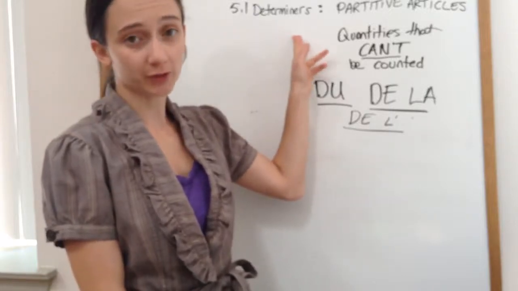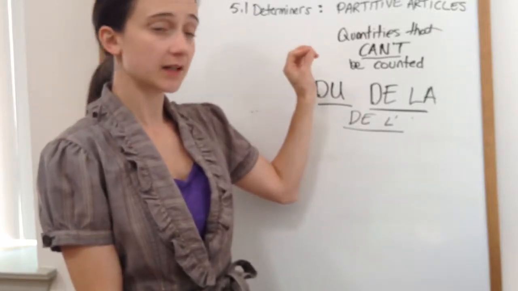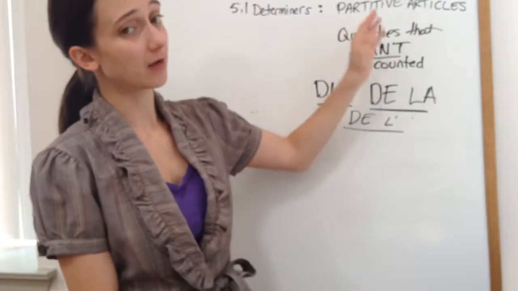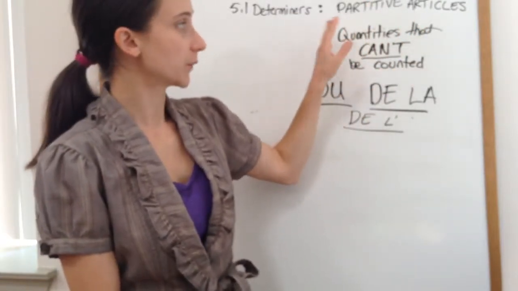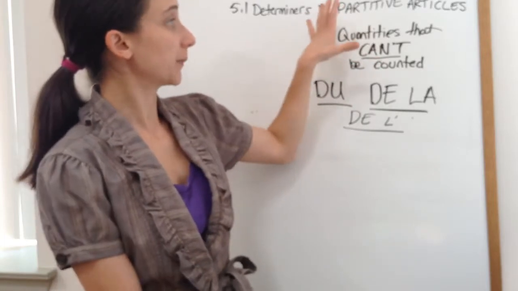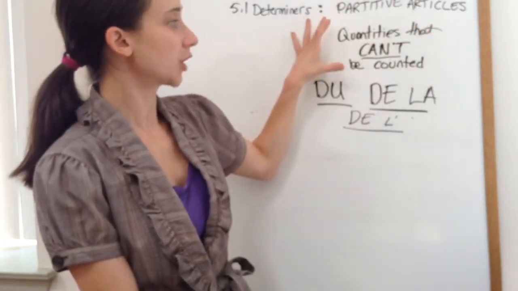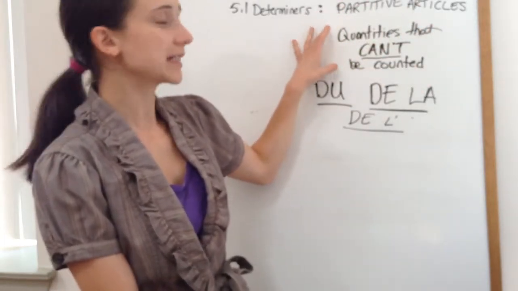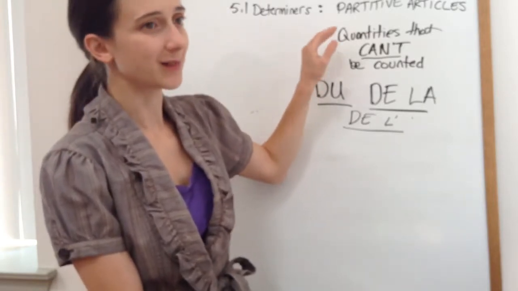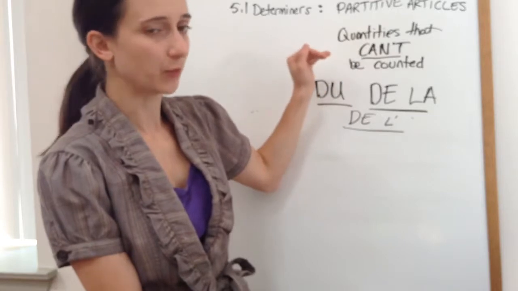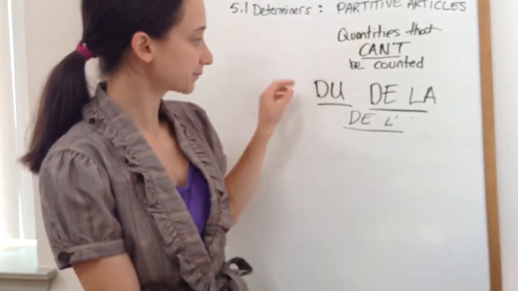5.1 Determiners, and specifically the kind of determiner that we'll talk about are the partitive articles. It is a type of determiner. So determiners, the partitive articles, are used for quantities that can't be counted. So numbers of things that we can't count. And we'll go over really what that means.